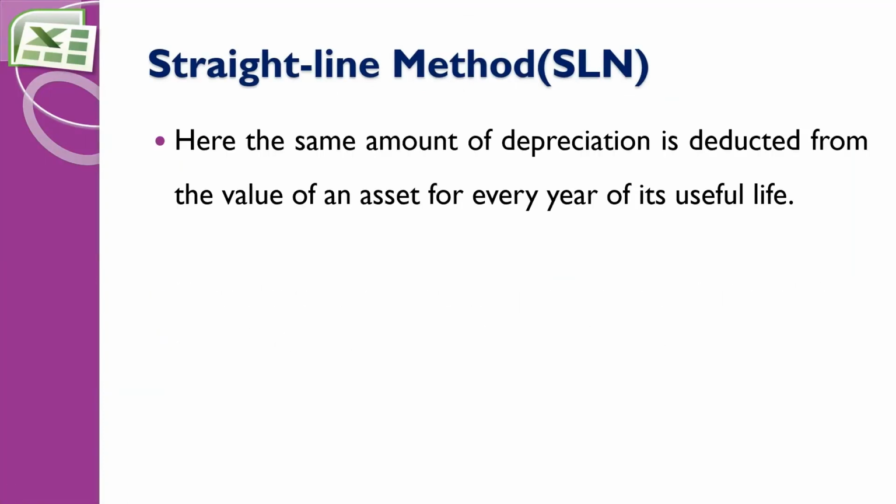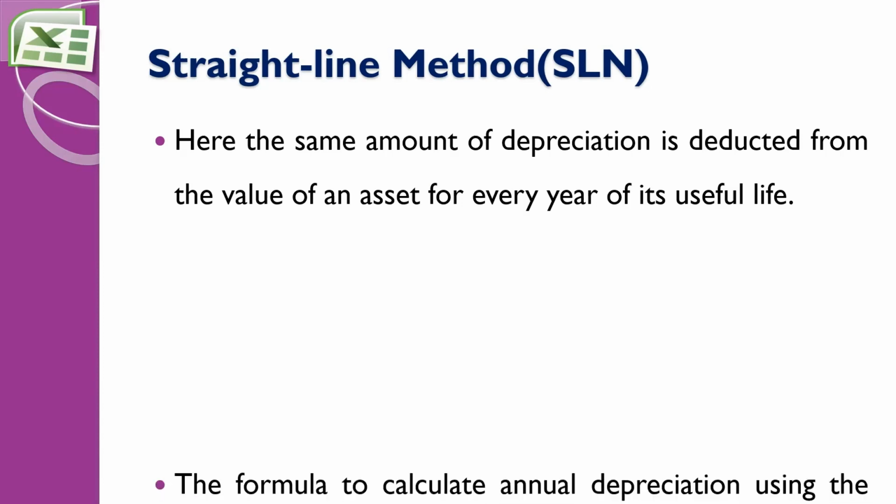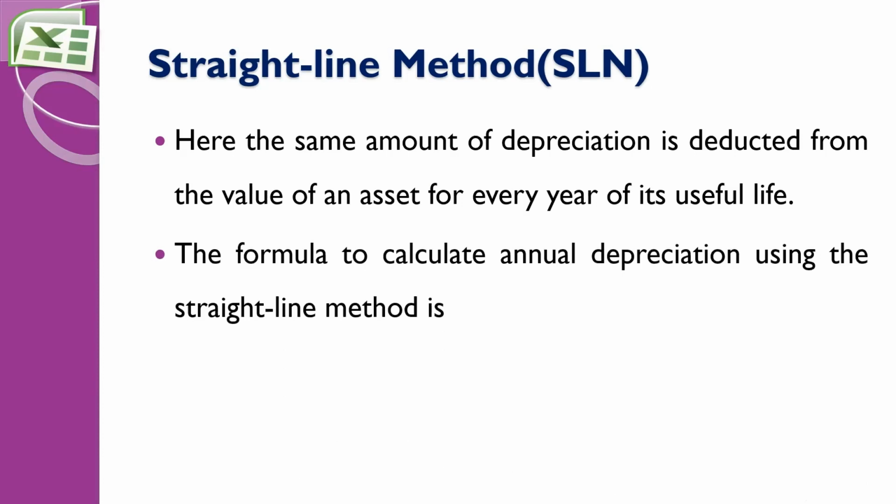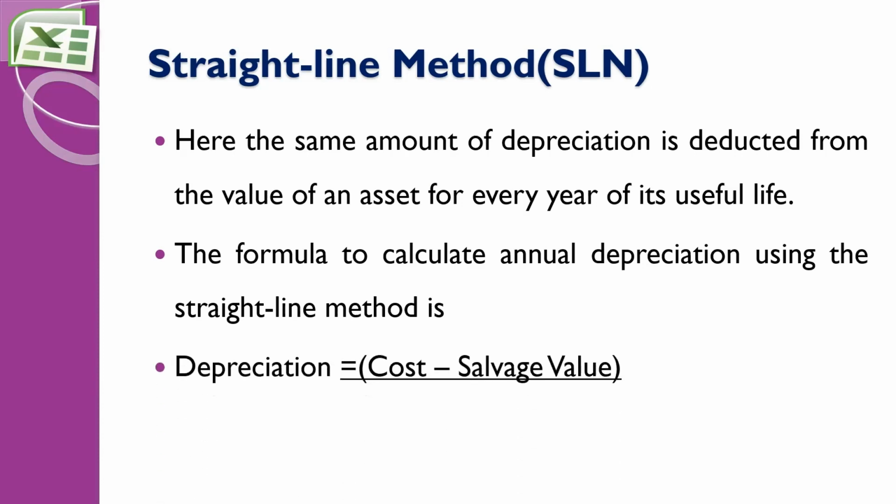First, we are moving to the straight line method. Here, the same amount of depreciation is deducted from the value of an asset for every year of its useful life. The formula to calculate the annual depreciation using the straight line method is, from the cost, we are going to deduct the salvage value, and then we are going to divide it by the useful life.